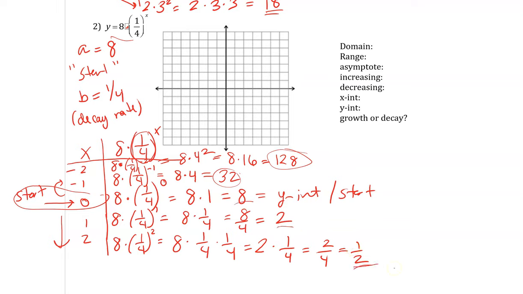So let's see. How should we do our graph here? Maybe I'll have it go by 4s. So this is 4, 8, 12, 16, 20, 24, 28. Didn't quite get to 32. Oh, well.